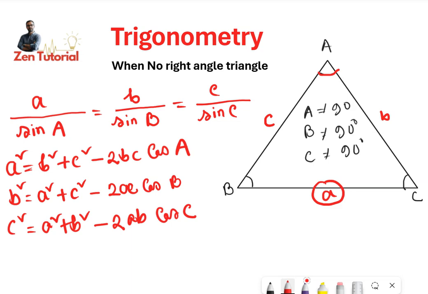And if you'd like to calculate the area of this triangle ABC, it is equal to half of ab sine of C. So this is the very fundamental discussion about the trigonometric problems we're going to solve when there is no right angle triangle. In this case, we have to use these equations.